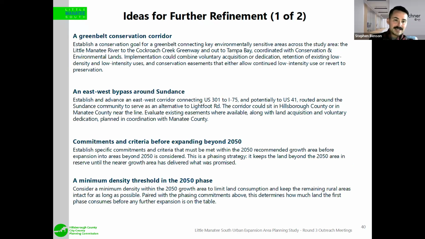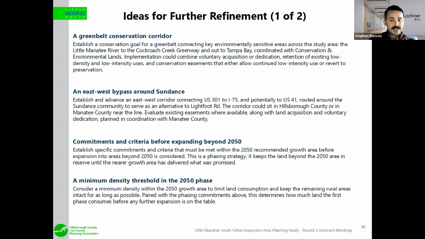So looking at the ideas that we've developed so far that would be carried forward for future refinement potentially is the next two slides. The first is again refining that idea of a greenbelt conservation corridor. So we would establish conservation as an overall community goal for a greenbelt that would be connecting key environmentally sensitive areas across the study area, from the Little Manatee River down to the Cockroach Creek Greenway, using Curiosity Creek as sort of an alignment to get there, and then west out to Tampa Bay.